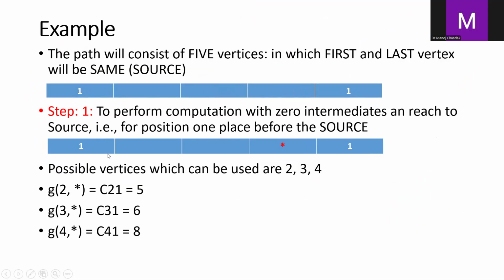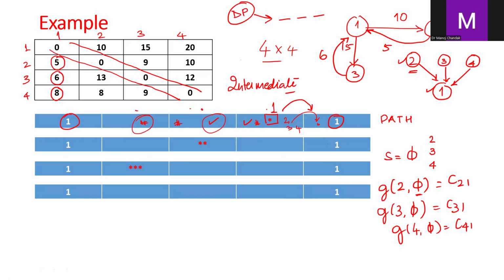So if I say no intermediate, it means I am standing here and I want to travel to 1. So there is a direct path and there is no intermediate. Hence I can write 2, 3, 4, and I can take this as my final distances from the matrix. So this 5, 6, 8 is coming from the matrix.